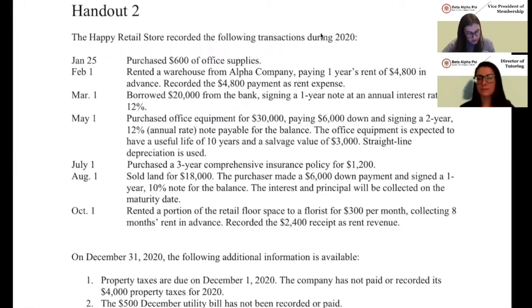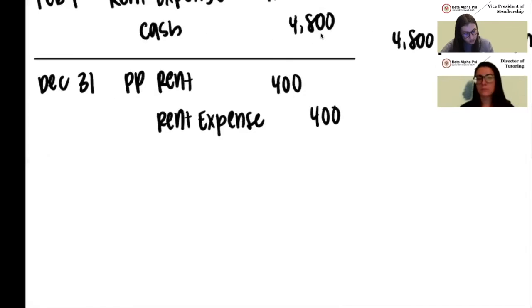Now, March 1st, they borrowed $20,000 from the bank, signing a 1-year note at an annual interest rate of 12%. So our adjusting journal entry for interest is going to be a debit to interest expense and a credit to interest payable, because we're not going to pay the interest back until we pay the note back. But we do need to calculate what that interest was for the year of 2020.